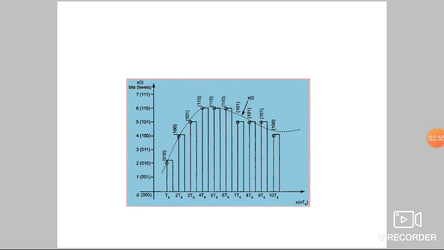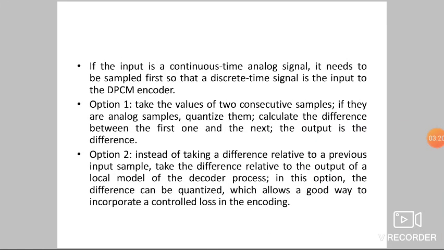So in order to remove this redundant information and to have a better output, it is an intelligent decision to take a predicted sampled value, assumed from its previous output, and summarize them with the quantized values. Such a process is called the differential pulse code modulation technique. If the input is a continuous time analog signal, it needs to be sampled first so that a discrete time signal is the input to the DPCM encoder.